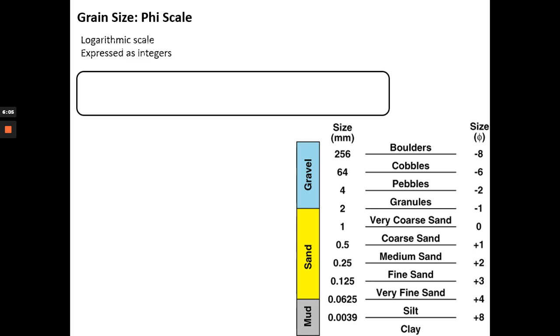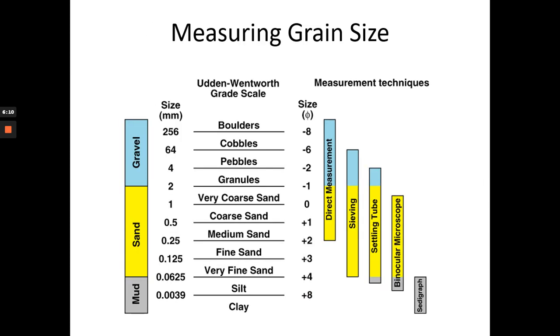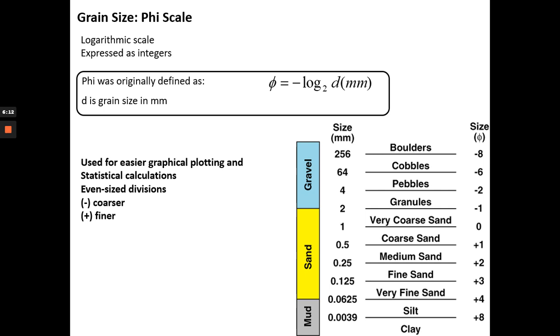So that's why we have what is called the phi scale. Okay, so this is the phi scale. You have the other one with the grain size scale here, right? You have the diameter in millimeters, and the common names, the verbal names, in this area: sand, gravel, and so on.